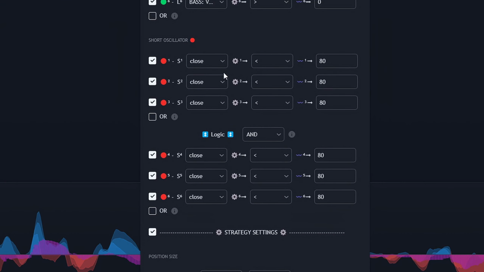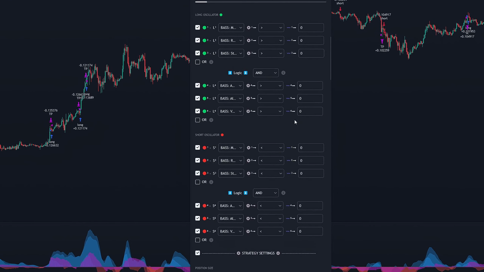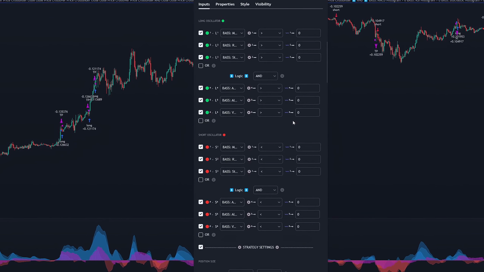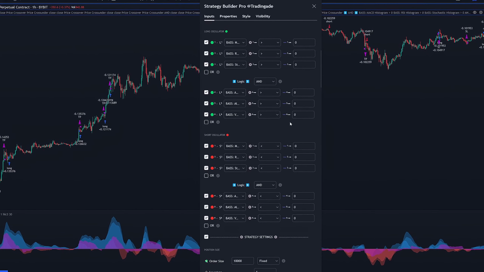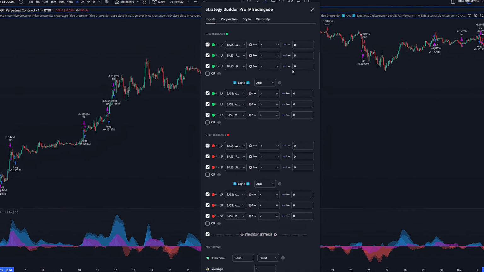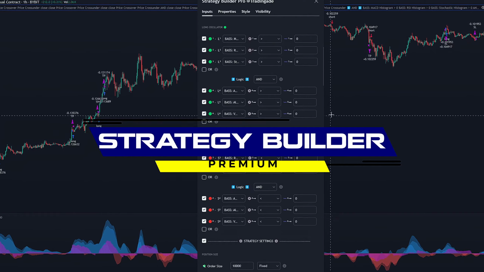Now we're going to do the same for the short side. We're going to set each indicator from the BAS, and we want all of these signals to be below the zero level. That's cool, guys. As you can see, in less than 1 minute, we have just built an entire strategy for both long and short positions based on 6 different entry signals. That's why I really love advanced tools like the Strategy Builder.